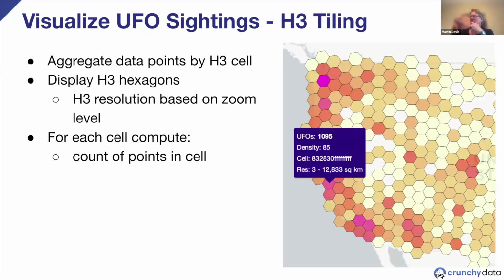There we go. Okay, so clustering is pretty nifty, but it doesn't necessarily give us a great idea of the density of UFO sightings. So another way we can do it is to display them as H3 tiles. This is very similar, except instead of computing clusters, we're going to compute the hexagonal tiles for the UFO points.